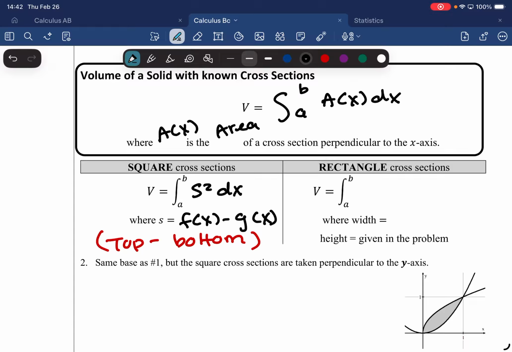Then looking at a rectangle, okay, what is the area of a rectangle? Length times width. Okay, so if we're finding the volume, this is going to be the integration of width, and instead of length, they use the word height. Same thing. Times height dx. Okay. Width is going to be the same as s. So our width is going to be f of x minus g of x, which again is the top function minus the bottom function. And our height is going to be given to us in the problem.